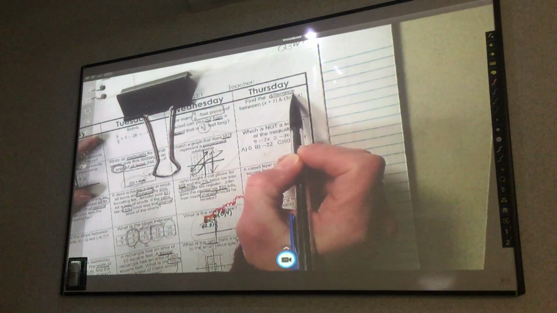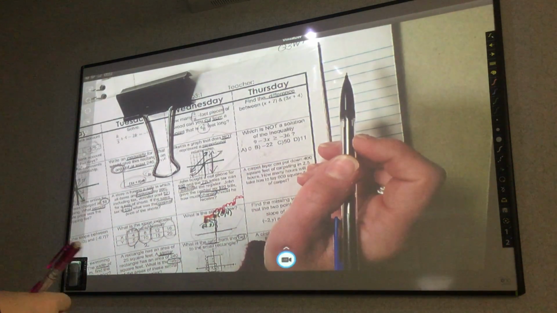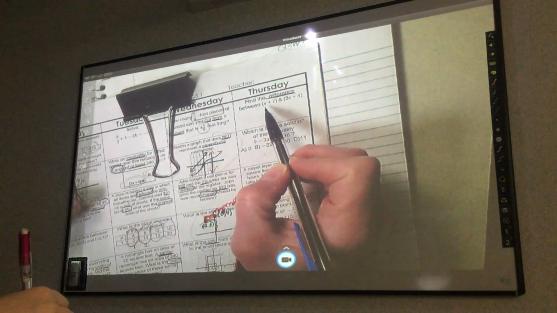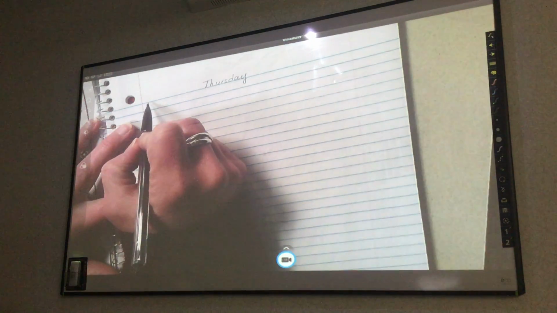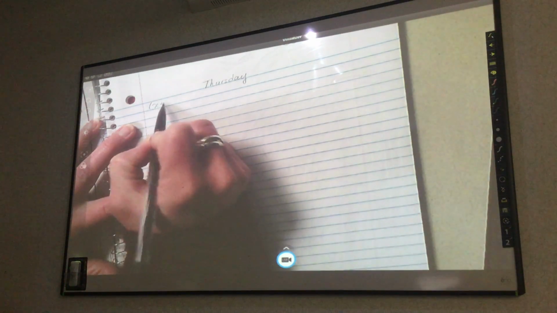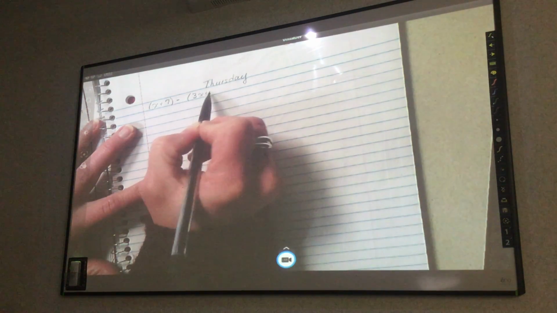All right, number 1 says find the difference. Underline the word difference. What does it mean when you're finding the difference? Subtracting. So between x plus 7 and 3x plus 4, I had to write it like this: x plus 7 minus the quantity 3x plus 4.